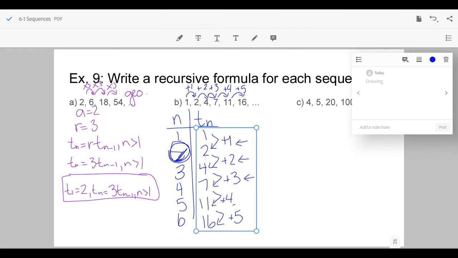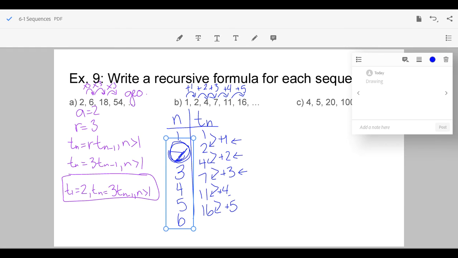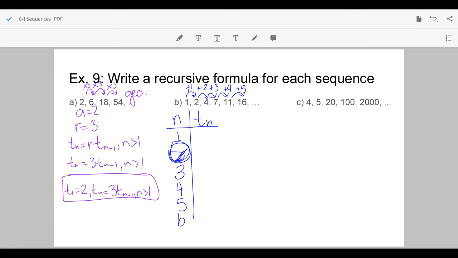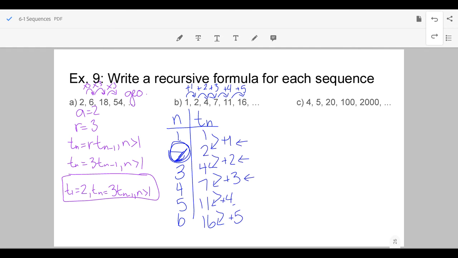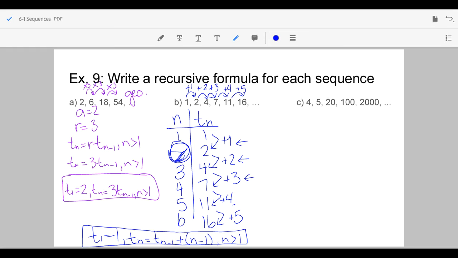So we can turn this into, oh my goodness. Okay, we can turn this into a recursive formula by saying that term 1 we know is 1. Term n is the previous term, because we always have to have the previous term somehow in a recursive formula, plus n minus 1, meaning the term number subtracting 1, and n is greater than 1. This is our recursive formula, and we're actually going to check it to make sure that it's correct.